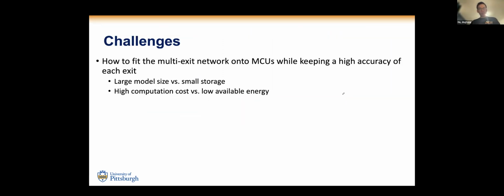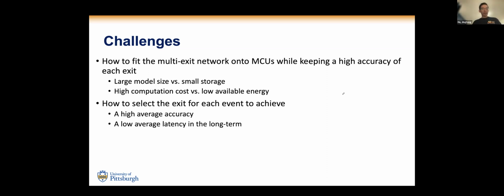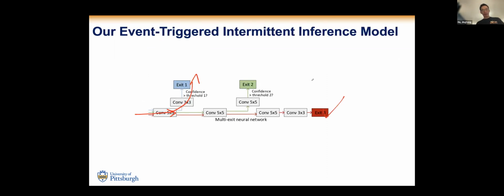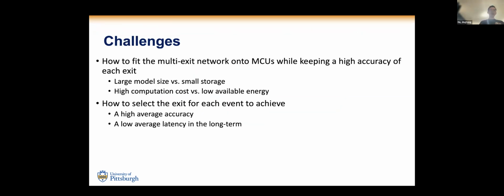All right. But in order to fit this kind of network onto microcontrollers, there are some challenges: large model size versus small storage, and high computation cost versus low available energy. If you look at this network, you can see that when we add multiple exits, we are actually increasing the size of the model. Therefore, we need to do some compression.